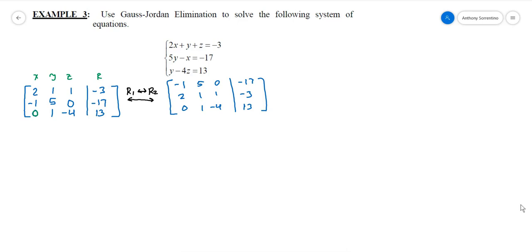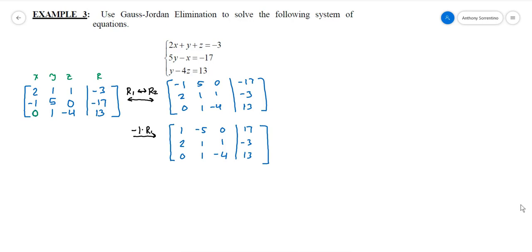If I just simply take the new row 1 and multiply it by -1, then I'm going to have 1, -5, 0, +17. And of course, the rest of this is unchanged because I didn't change anything in the other rows. So I established my 1.